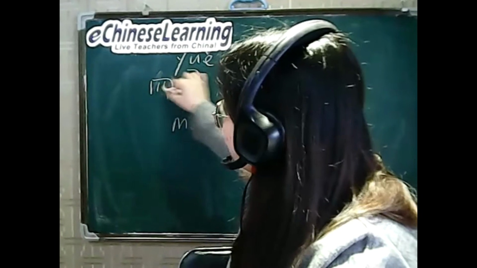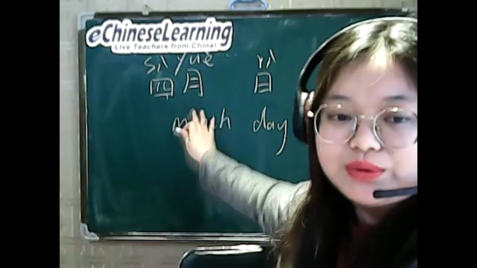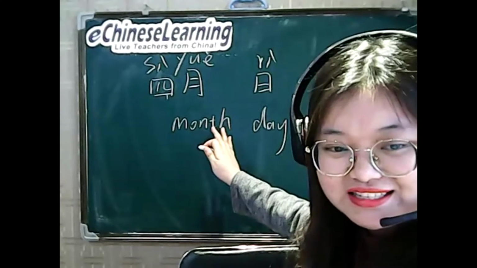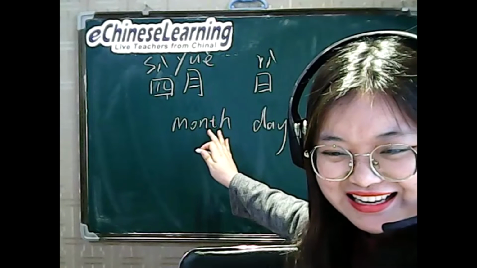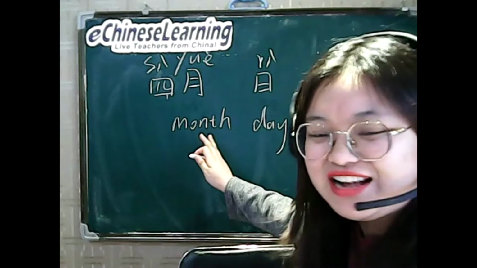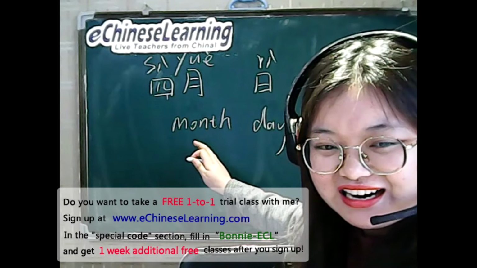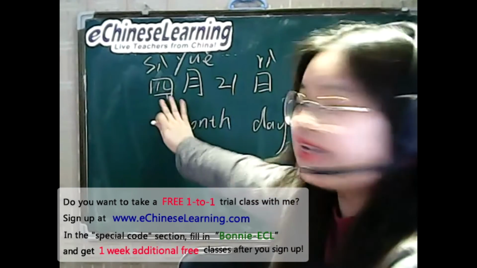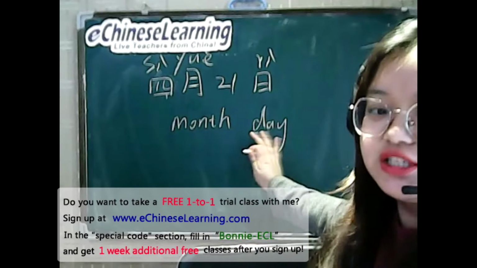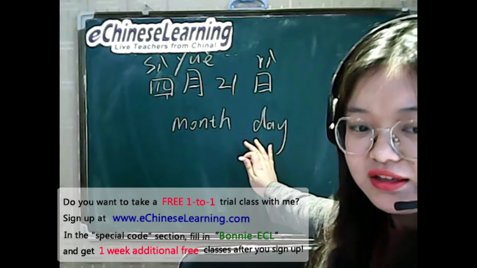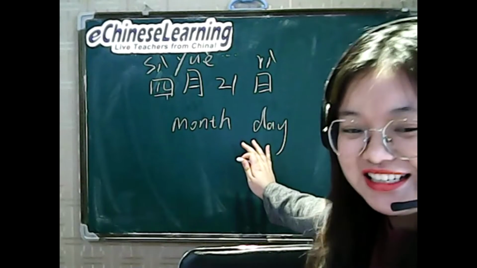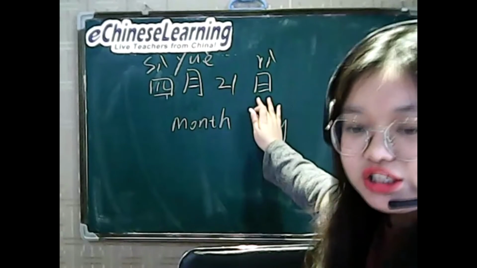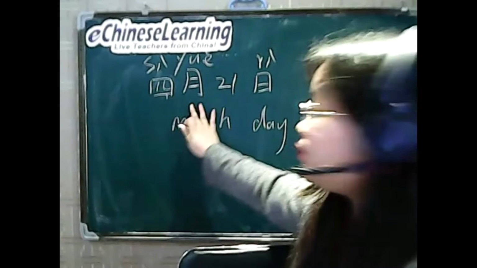Okay, let me write it here. So 4月. Great. And the 日, what's the date today in your place? 21st. How to say 21st? That's right. 21. So you can say 4月21日. Great. Let's try this one. So 月. And 日. Great. So 4月21日.